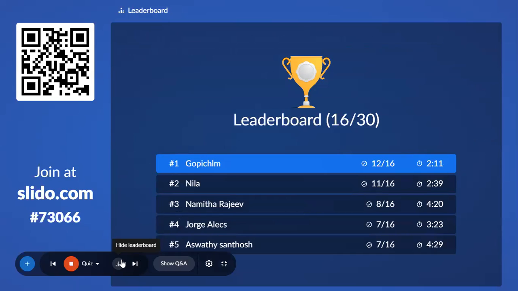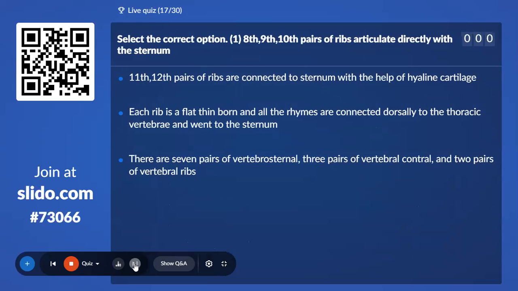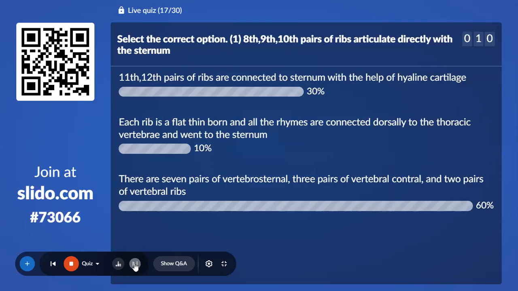Okay, guys. Moving on to the next question, the 17th question of the day. Select the correct option. The 8th, 9th, and 10th pairs of ribs articulate directly with the sternum. The 11th and 12th pairs are connected to the sternum with the help of hyaline cartilage. Each rib is a flat, thin bone, and all the ribs are connected dorsally to the thoracic vertebrae and ventrally to the sternum. There are 7 pairs of vertebrosternal, 3 pairs of vertebrochondral, and 2 pairs of vertebral ribs. And 60% of students voted it as option C. Revealing the correct answer, and it's option C. Moving on to the next question.